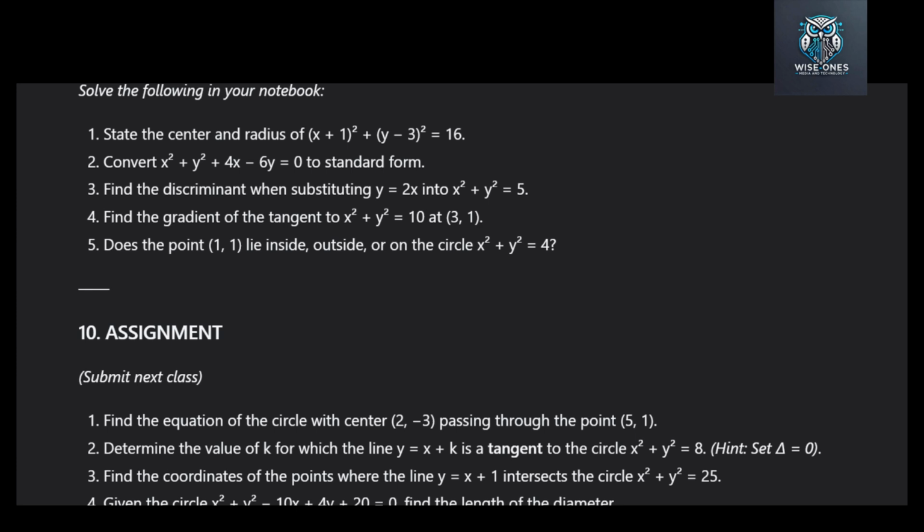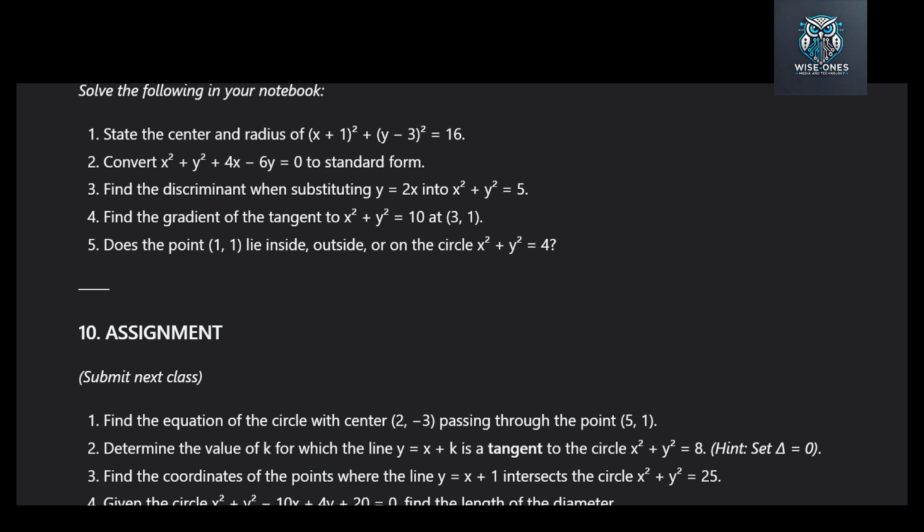Hint, set delta equals 0. Question 3. Find the coordinates of the points where the line y = x + 1 intersects the circle x² + y² = 25. Question 4. Given the circle x² + y² - 10x + 4y + 20 = 0. Find the length of the diameter.